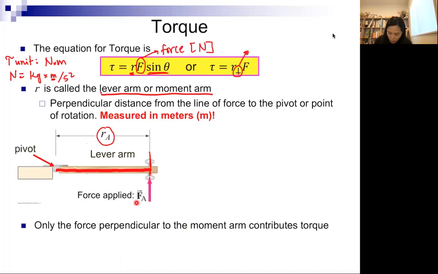This is the upwards force, and your lever arm is here. That's the lever arm of force A. Notice the angle they make together is 90 degrees, so they're perpendicular to each other.